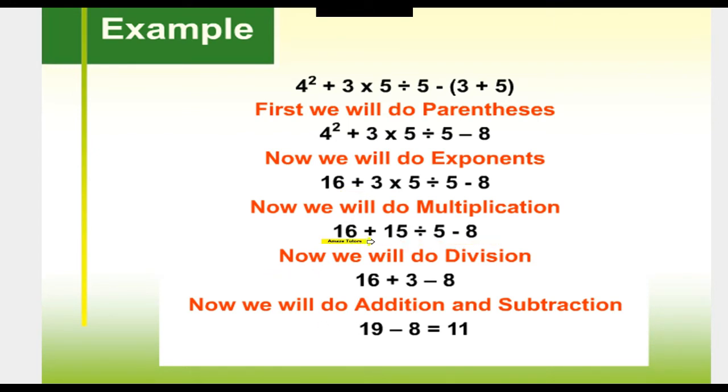Now among the three operations, plus, division, minus, we have to go for division, obviously. 16 plus 15 divided by 5 is 3, minus 8. Now we will do addition and subtraction. It can be anything, but left to right is better. That's why 16 plus 3, 19. 19 minus 8, 11. So 11 is the final answer after following the correct order. If you go in any other order, you will obviously get the wrong answer. So be very careful and follow PEMDAS correctly.